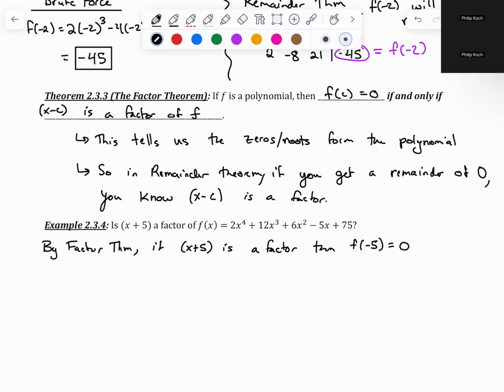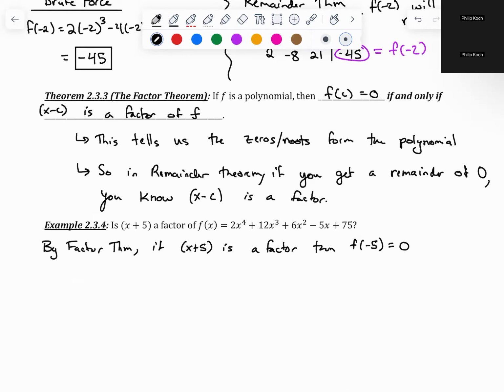So if it was a factor, by the factor theorem in the reverse direction, then f of -5 equals 0. Notice that it's -5 because it says x minus c, so we have to write it as x minus -5 in order to get into the right format. That's why it's f of -5 equaling 0. We could check by brute force: plug in -5 and compute it.